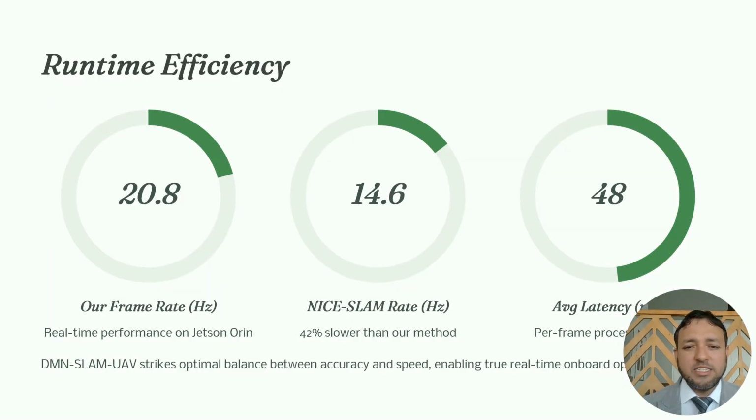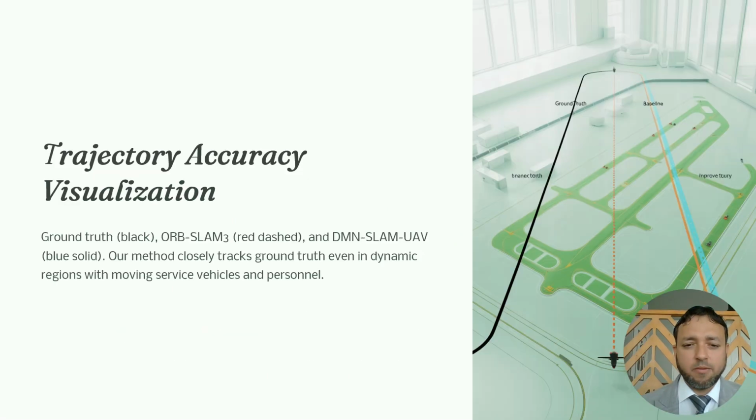Now, on Jetson Orin, we sustain 20.8 Hz, NICE-SLAM runs 14.6 Hz, and our average latency remains around 48 milliseconds per frame. Operation during flight, not just offline processing. Now, in trajectory plots, the blue line, ours, closely tracks ground truth, including segments with moving vehicles and personnel. Thus, that stability feeds directly into better, cleaner maps and safer autonomous inspection behaviors.